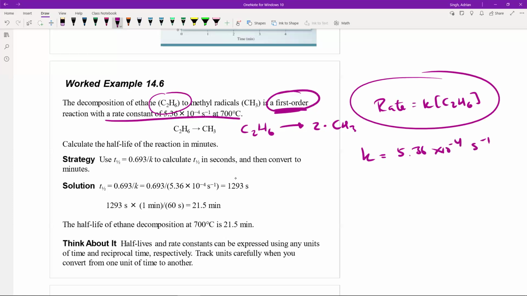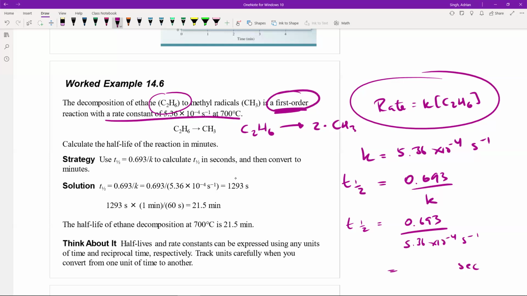What we need to find is the half-life, so we need T1/2. As we saw previously, we can use the equation T1/2 is equal to 0.693 over the rate constant, and we can simply plug this value in. So we have T1/2 equals 0.693 over the rate constant, 5.36 times 10 to the negative 4 per second. We're going to get our answer here in seconds.